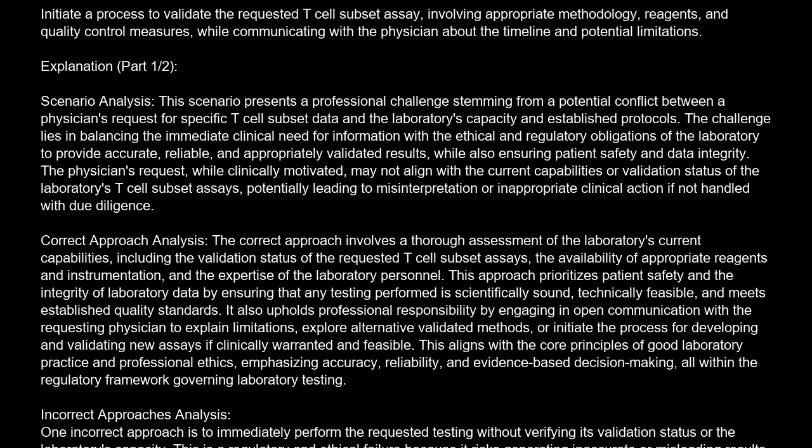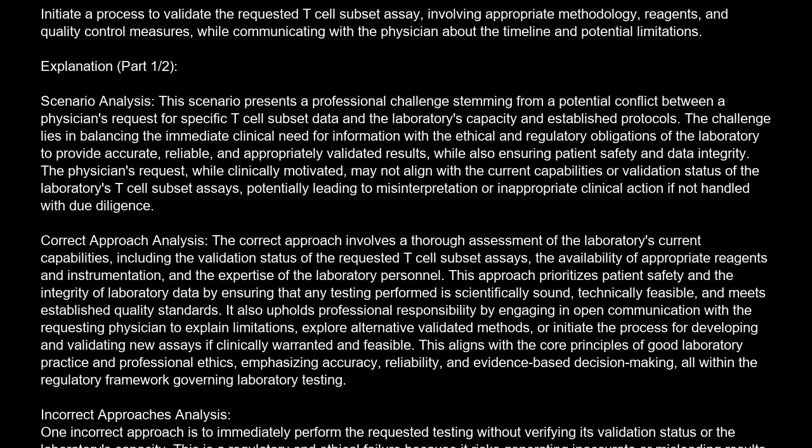Correct approach analysis. The correct approach involves a thorough assessment of the laboratory's current capabilities, including the validation status of the requested T-cell subset assays, the availability of appropriate reagents and instrumentation, and the expertise of the laboratory personnel. This approach prioritizes patient safety and the integrity of laboratory data by ensuring that any testing performed is scientifically sound, technically feasible, and meets established quality standards.